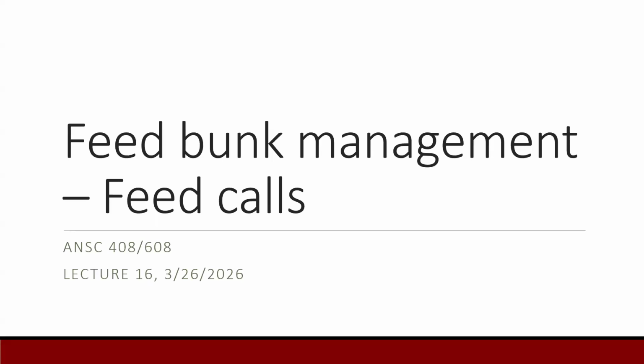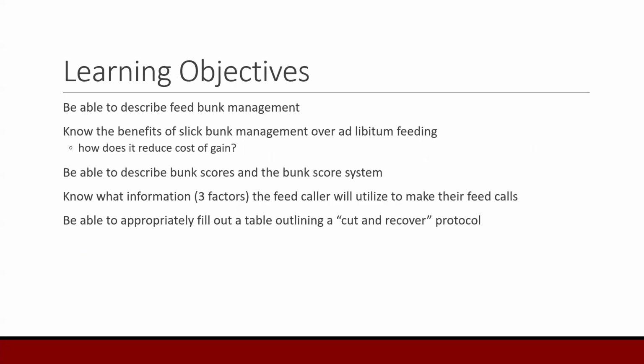Switching gears. We're going to talk about feed bunk management, and a lot of this is going to be focused on feed calls. I want you to be able to describe and define basically what feed bunk management is. I want you to know the benefits of using what's called slick bunk management as opposed to just ad libitum feeding. So how does it reduce cost of gain to use a slick bunk protocol, which may restrict intake, as opposed to just feeding them as much as they want, ad libitum?